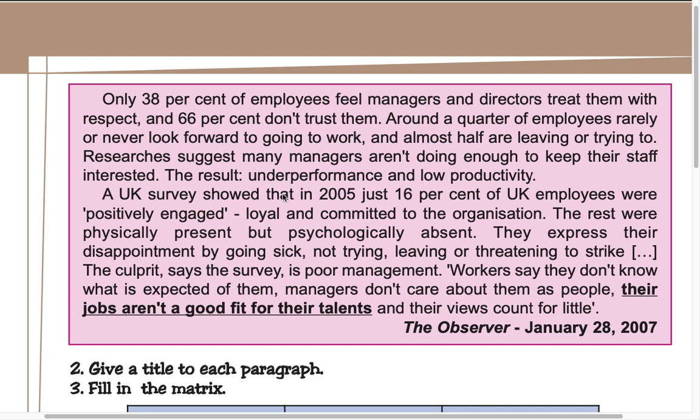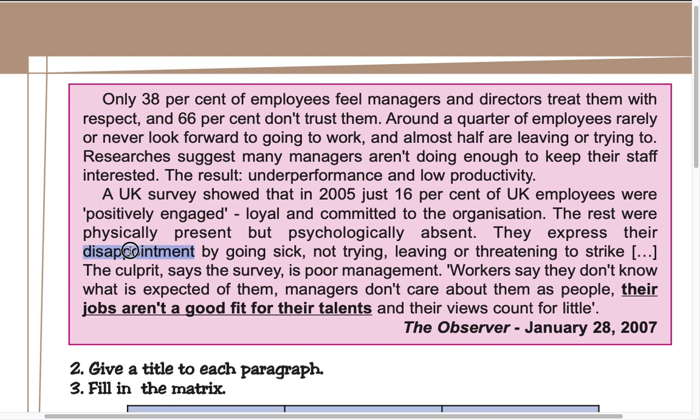A UK survey showed that in 2005, just 16% of UK employees were positively engaged, loyal, and committed to the organization. Only 16% of UK employees were engaged, loyal, and committed to their companies or businesses. The rest were physically present but psychologically absent. This is the result of lack of interest because of the way they are treated in their companies.